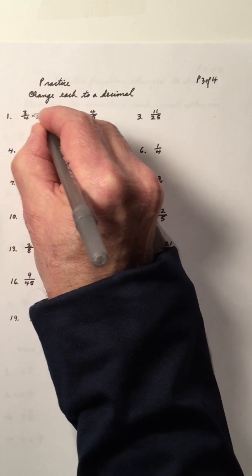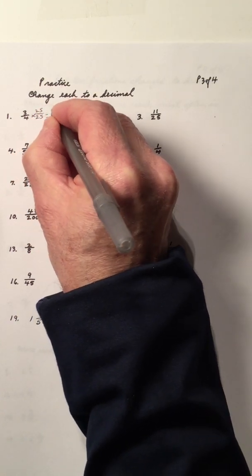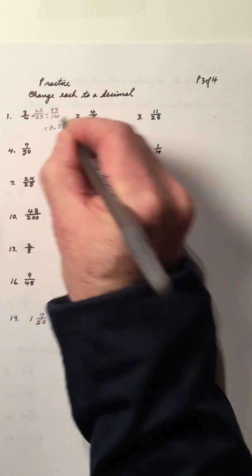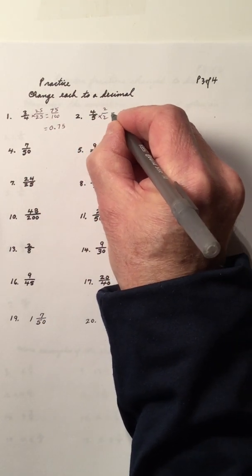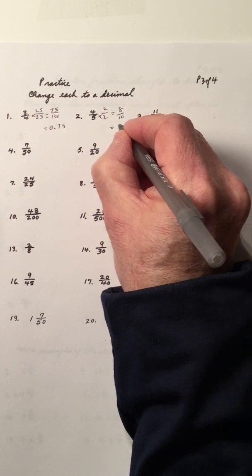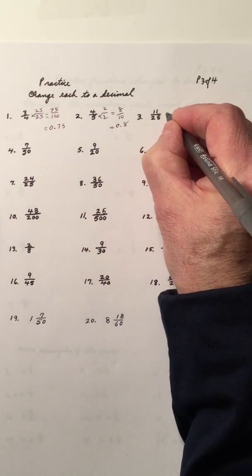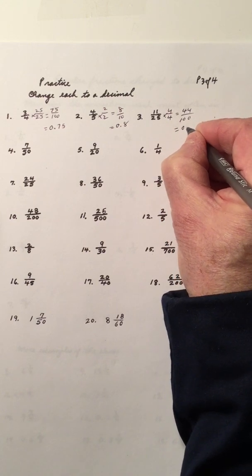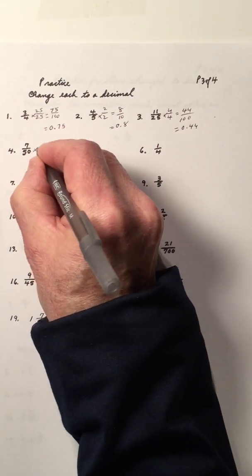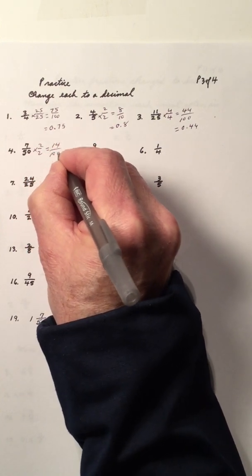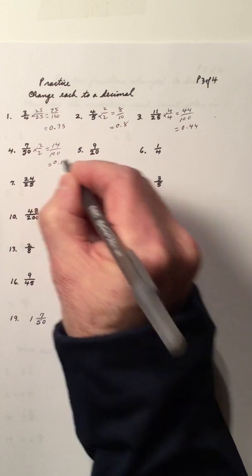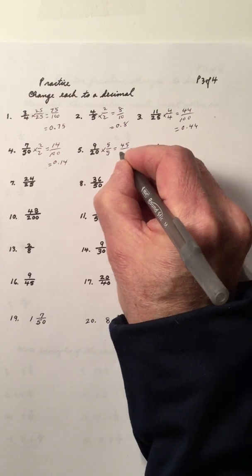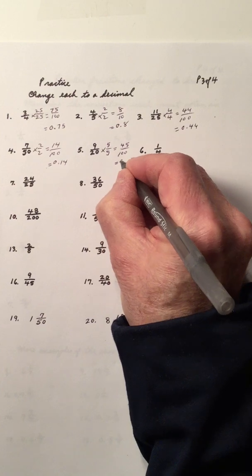4 times 25 is 100, and that's a 75. So 75 over 100 is decimal 0.75. 4/5, you multiply by 2 to get 10, so that's 8 over 10. And 8/10 is decimal 0.8. 11/25, you multiply by 4, so that gives you 44 over 100, which is decimal 0.44. 7/50, you multiply by 2, it gives you 14 over 100, which is decimal 0.14. 9/20, you multiply by 5. 5 nines are 45. 20 times 5 is 100. 45 over 100 is decimal 0.45.